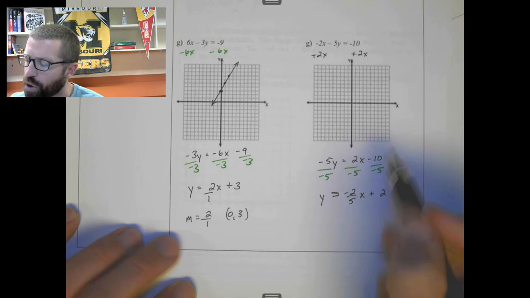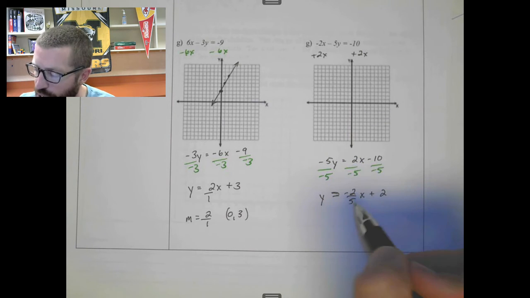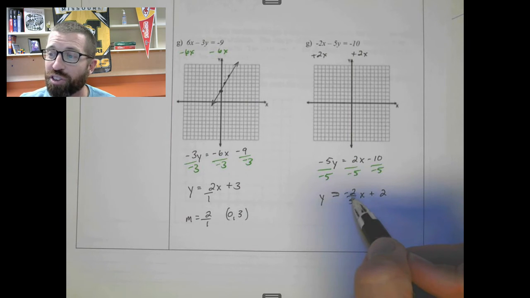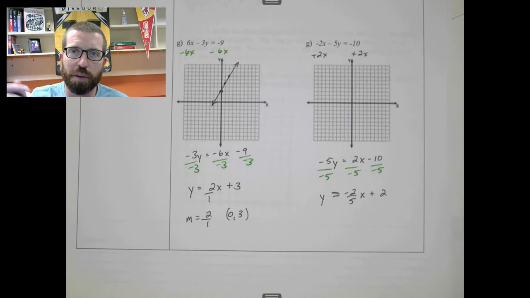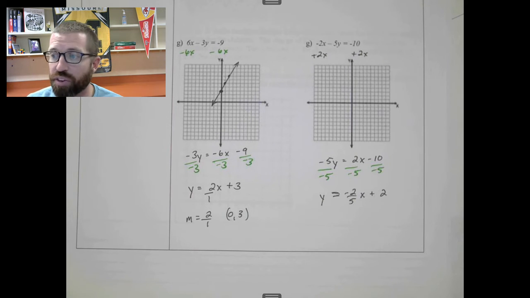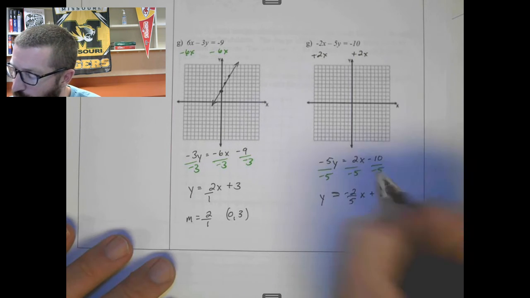Now, a lot of people say, well, why this was 2 over negative 5, why is it now negative 2 over 5? Because it's just a fraction. That negative sign can move from top to bottom. The whole fraction is negative, so that means either 2 is negative or 5 is negative. It's negative 2/5, so typically we'll put it on top.